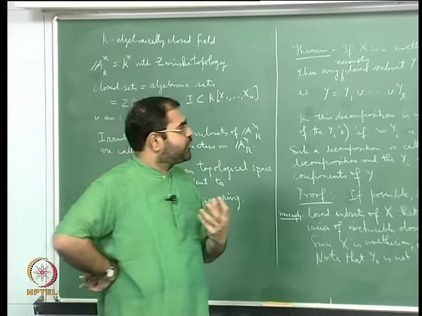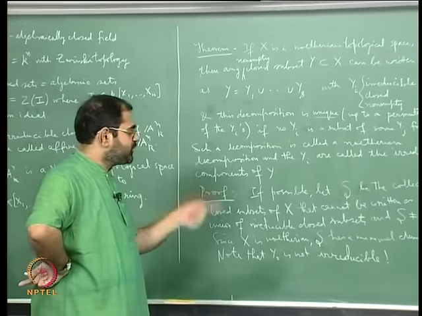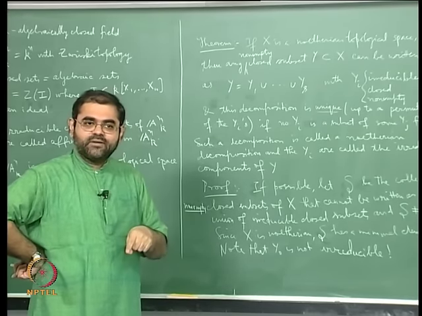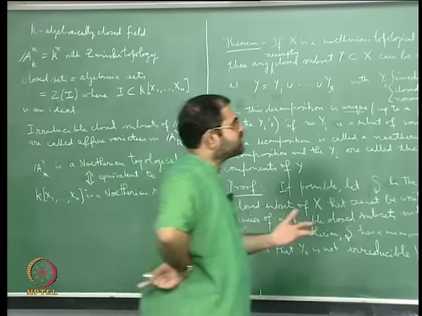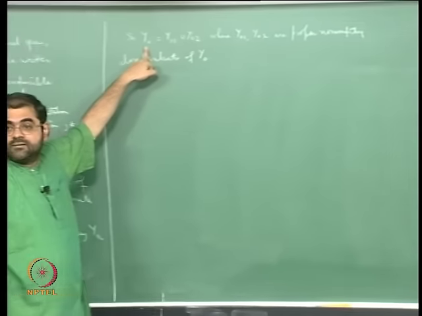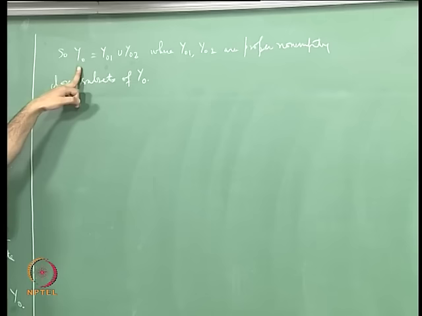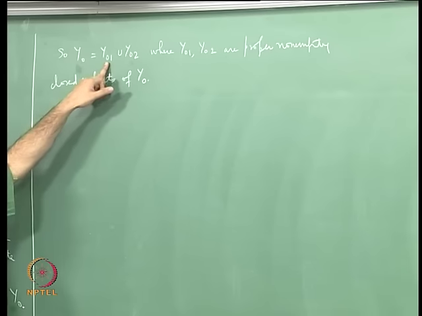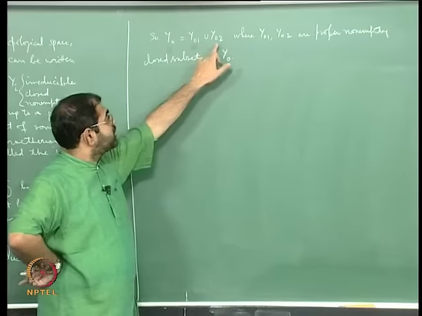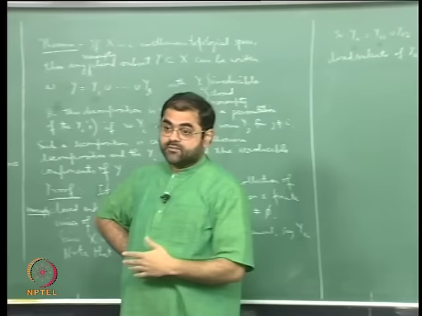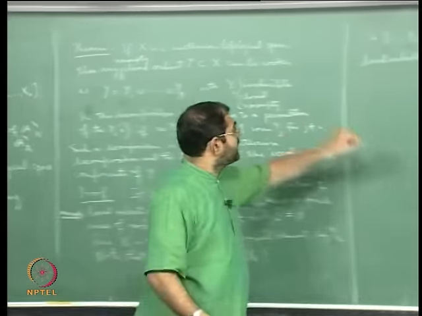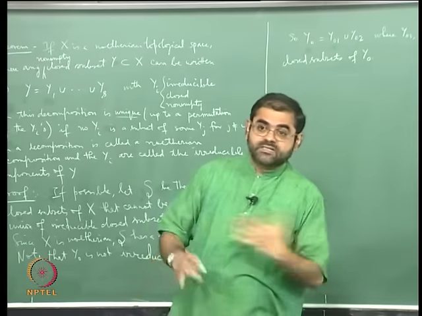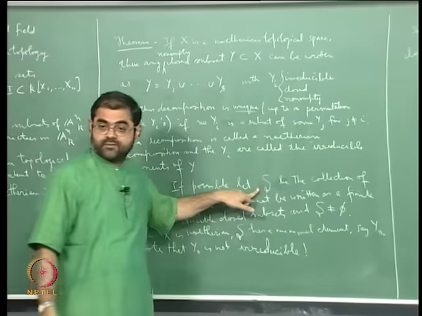So the fact that Y01 and Y02 don't belong to script S means that they can be written as a finite union of irreducible closed sets, and if that is true, then Y naught also can be written as a finite union of irreducible closed sets. Namely, you just take the finite union of irreducible closed sets that gives Y01, and also the finite union of irreducible closed sets that gives Y02. Put them together, that will tell you that Y naught becomes writable as a finite union of irreducible closed subsets. But that's not possible, because Y naught is supposed to be in script S.